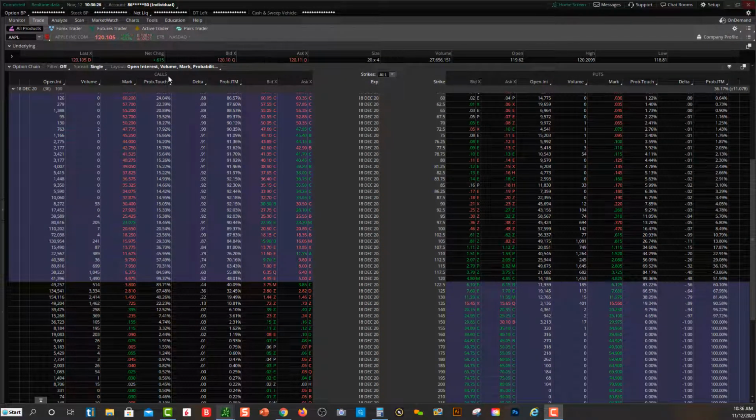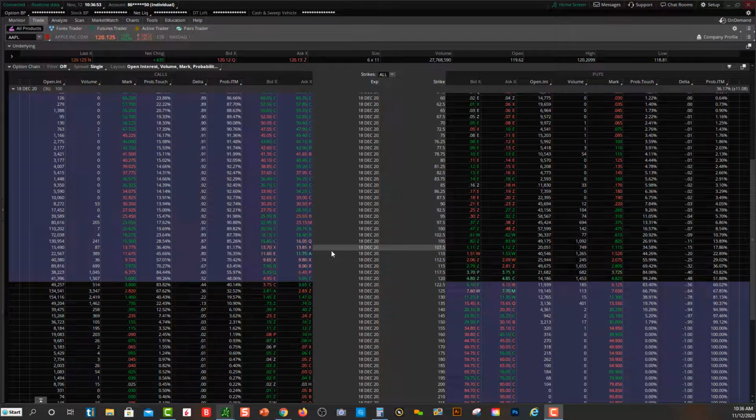You have the calls on the left side and the puts on the right side. So when you're buying, an options buyer, if you're buying a call, you believe the price of the stock is going to go up. When you buy a put, you believe the price of the stock is going down. Again, these purple shaded areas are in the money options over here, and black areas are out of the money.